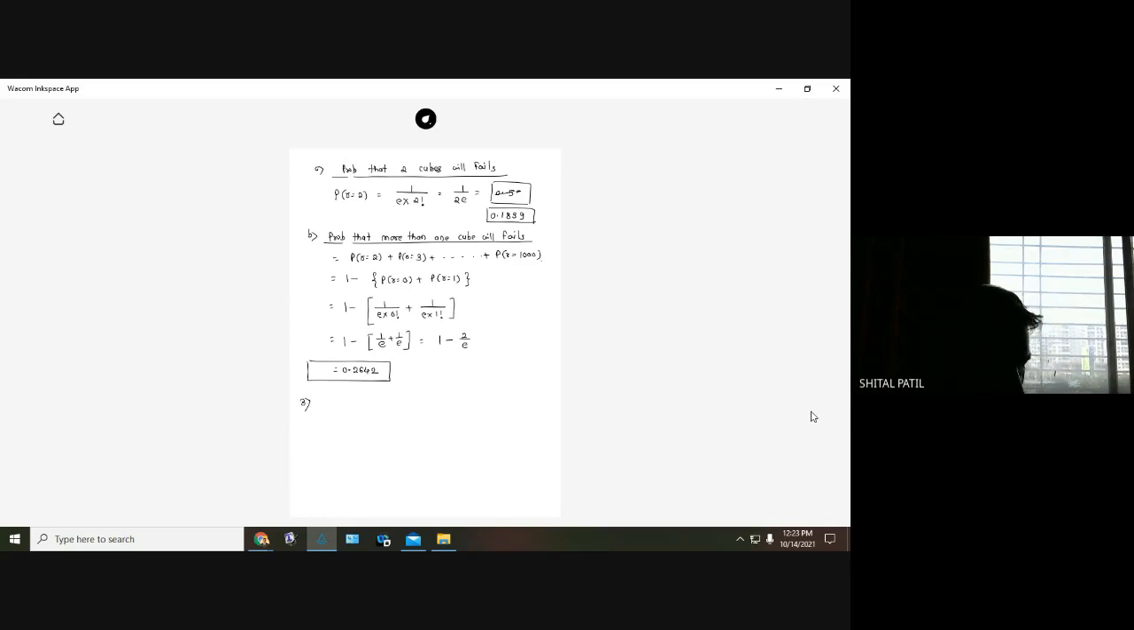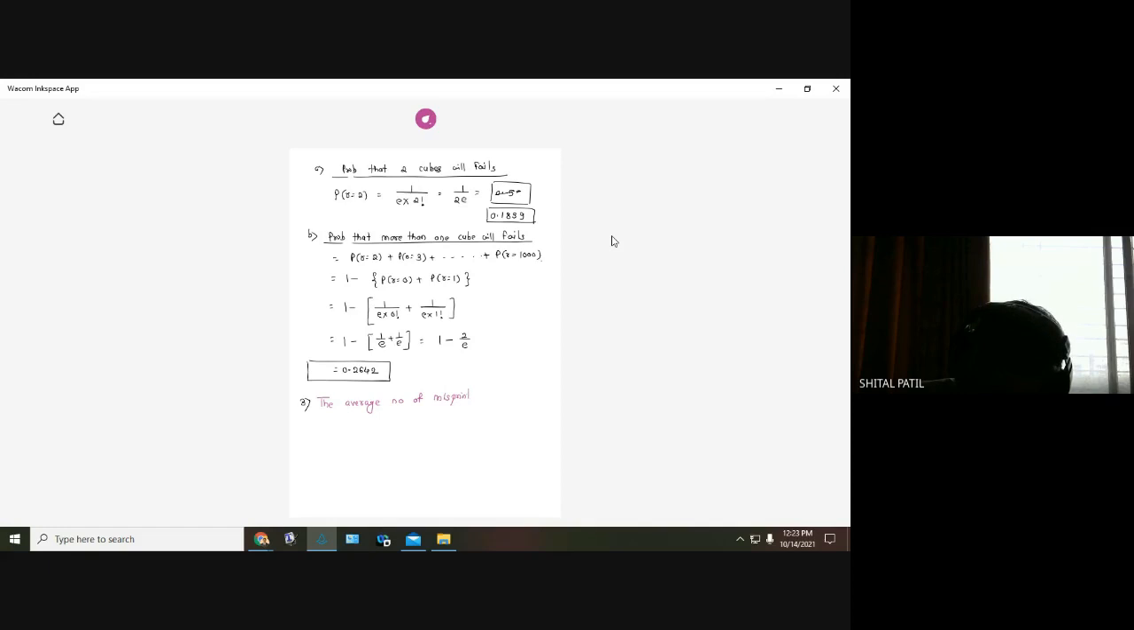Question number 3. Hope you might have understood this. The average number of misprints per page of a book is 1.5.